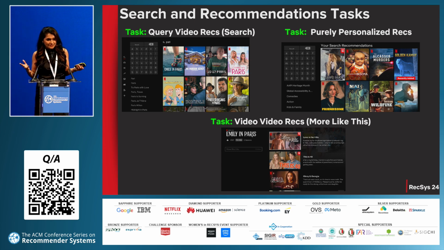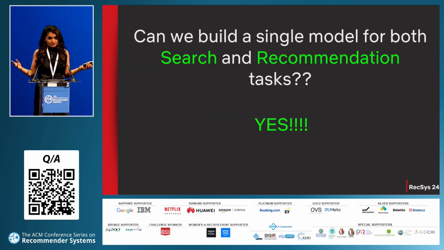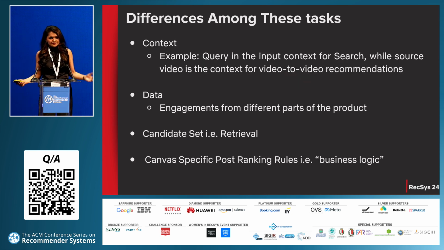And the question, the thesis we try to answer in this work is, do we need individual bespoke models to solve these tasks? Or can one model solve both the tasks or multiple of these tasks? And the answer is yes. We embarked on this journey of building one model that can do both traditional search and personalized recommendation, and this talk is about that. First, let's dig into what is the difference between these different kinds of tasks.